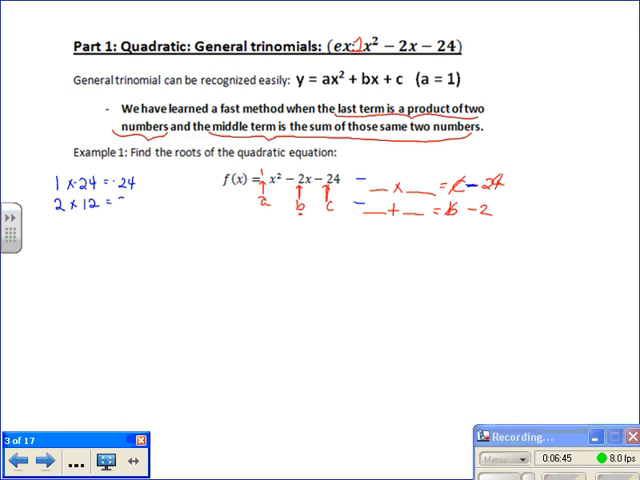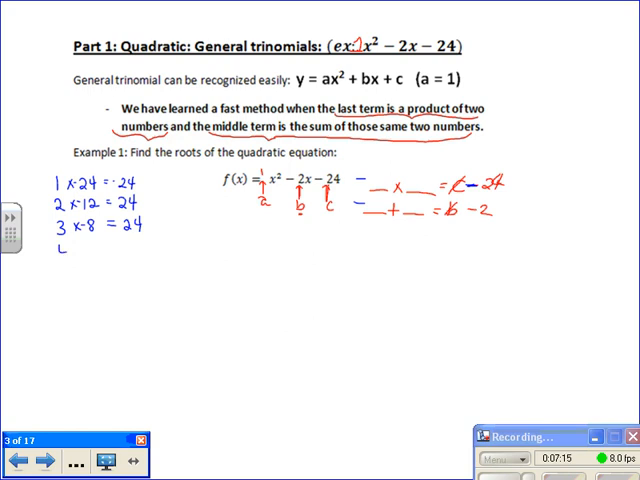So let's think about this. 2 and 12 give me 24, but -2 plus 12 doesn't give me -2, and -12 plus 2 also doesn't give me -2. So that's not going to work. Let's go to 3 and 8. Those are the next two factors. I know they would multiply to give me 24. Would any combination of 3 and -8 or -3 and 8 give me -2? No, so that's gone.